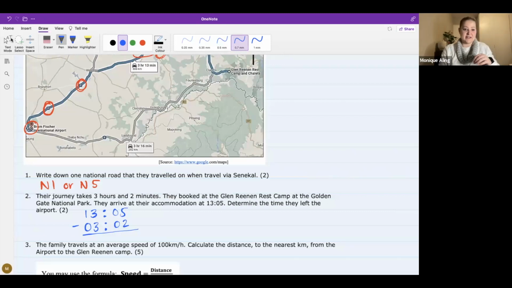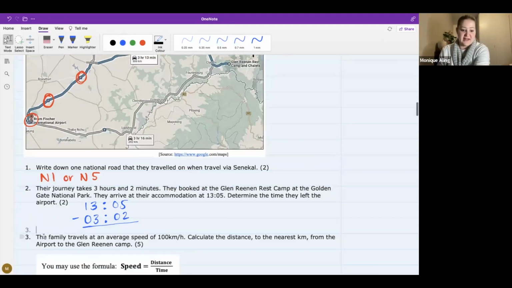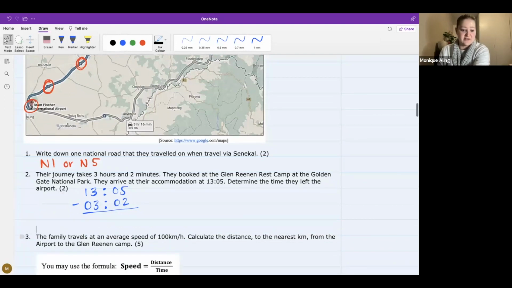Okay, so let's quickly do the calculation, and then I'm going to show you how to do this on a calculator. I don't know if any of you really know this. Okay, it's quite a cool hack with your calculator. So doing our 5 minus 2 is 3, 0 minus 0 is 0. Then we have 3 minus 3 is 0, and 1 minus 0 is 1. So they must have left the airport at 3 minutes past 10 in the morning to get to their accommodation at 13:05.